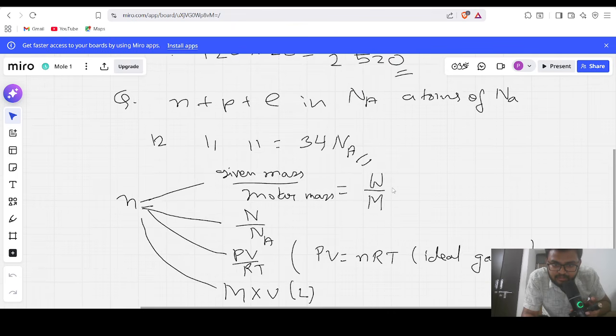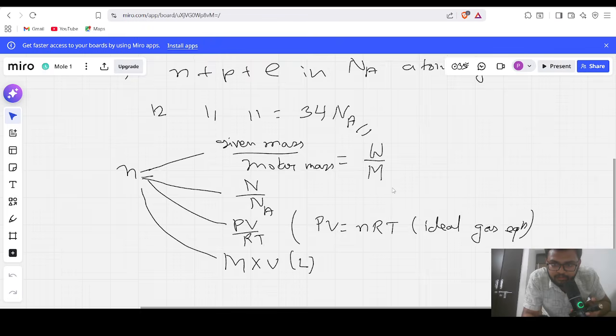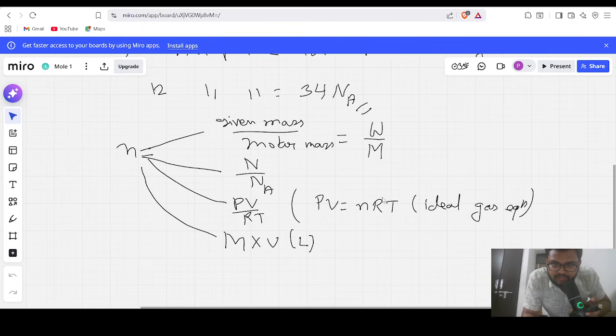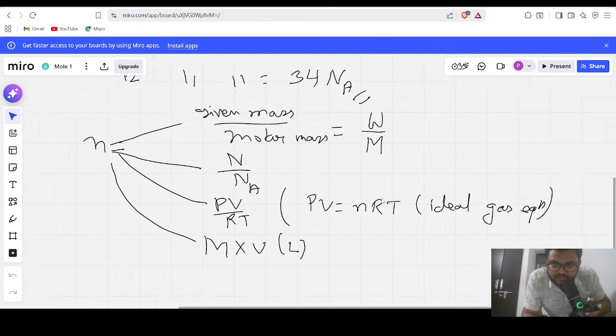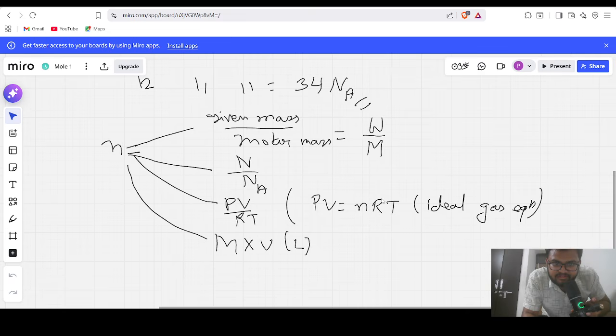Now we will start mole calculation formulas. The first is how to calculate mole. There are 4 ways. First formula is given mass by molar mass, which is W by M. Second, you have to write this in your notes, is capital N by Na, which is number divided by Avogadro number.